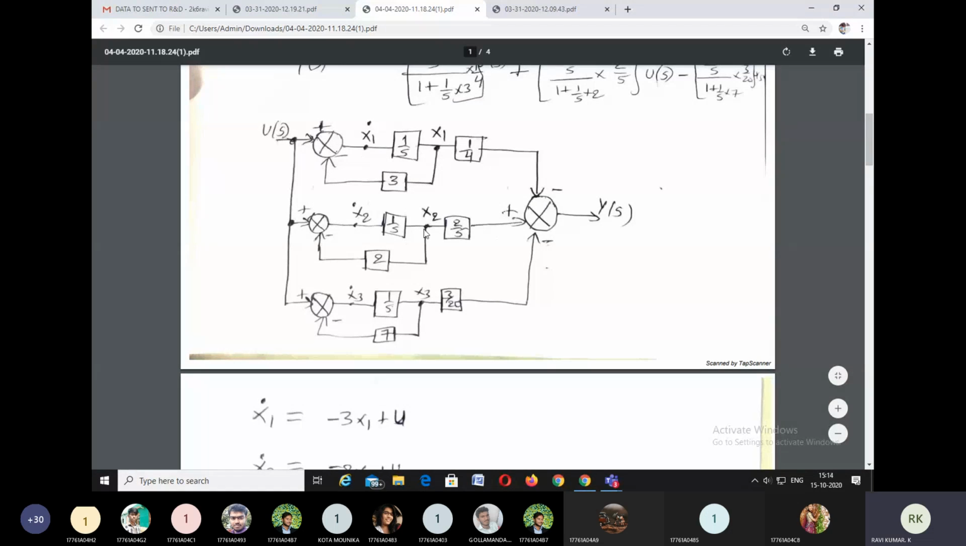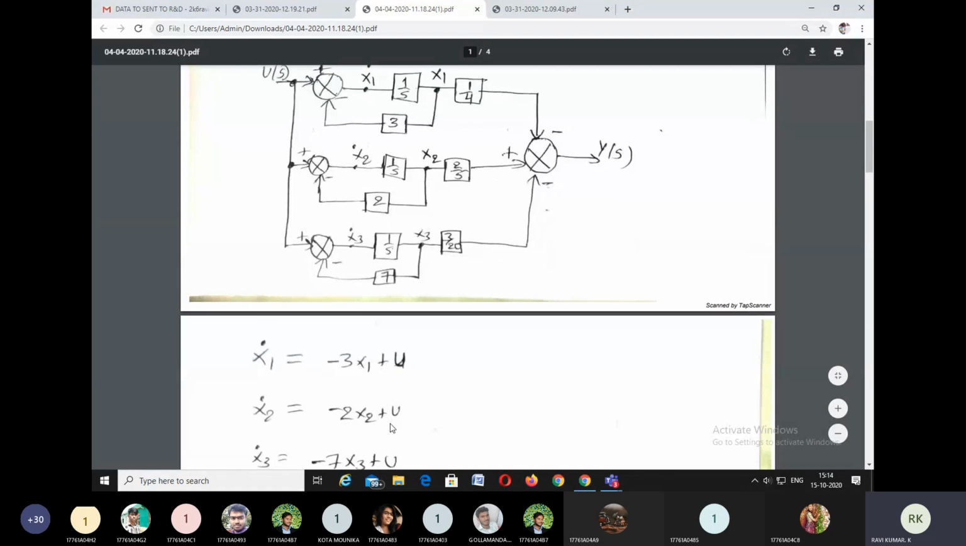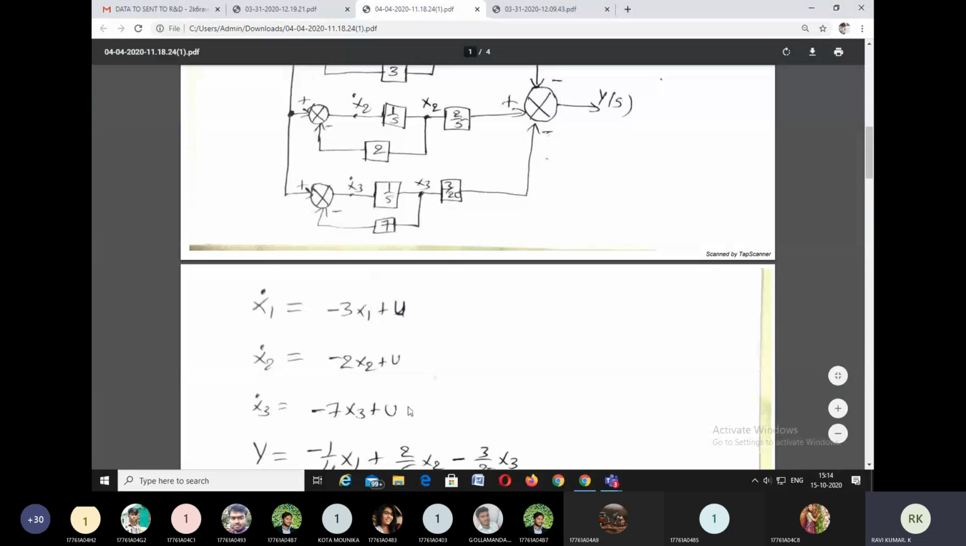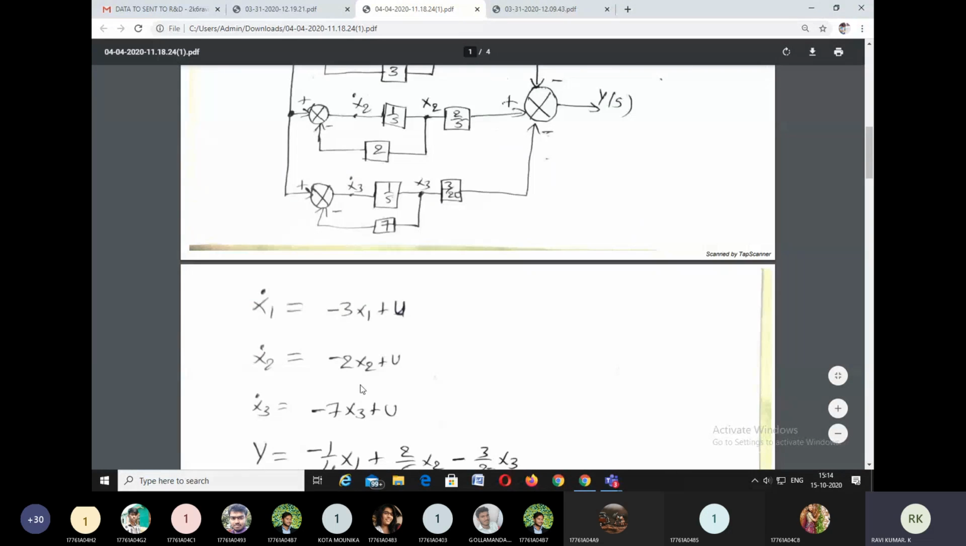Similarly, x2 dot is equal to minus 2 x2 plus u, since here U(s) you will get. Similarly, x3 dot is equal to minus 7 x3 plus u. So that is x3 dot. So why are we writing these equations?